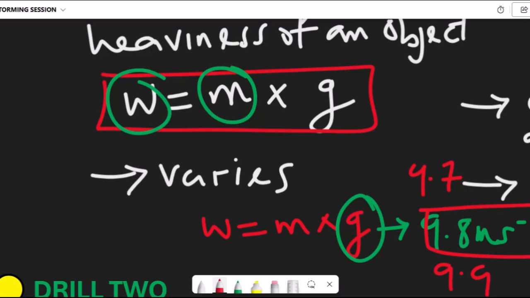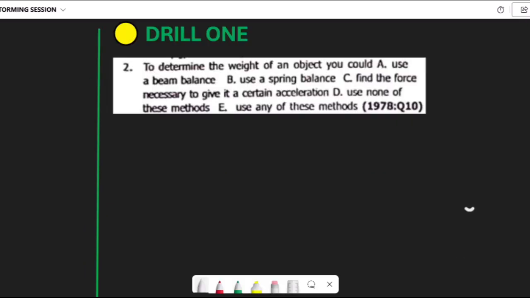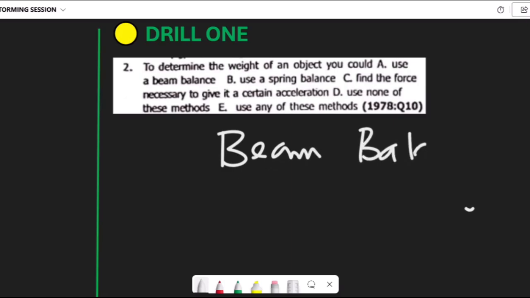So let's look at the options. Which of these instruments can be used to measure weight or can be used to measure mass? Okay, so let's look at the question. What do we use to measure weight or what do we use to measure mass of an object? There are majorly two kinds of instruments. We call them the beam balance and also the spring balance.